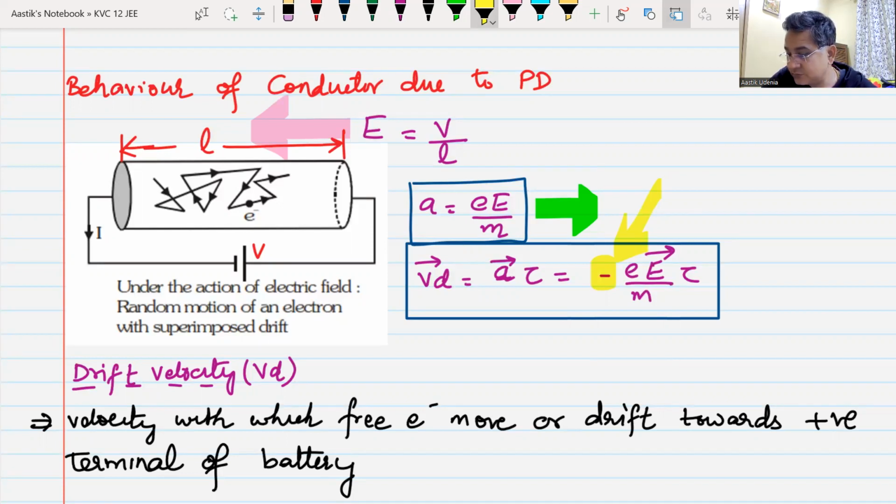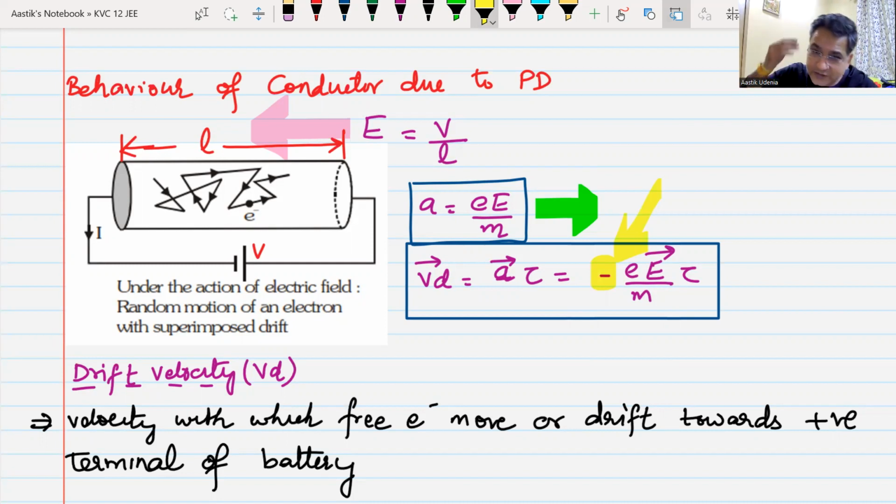Going opposite to the electric field. It is going opposite to the electric field, sir. That is absolutely correct. Do we understand this? Okay, so this is your new friend. And what is the name of this new friend? Drift velocity. And because of this drift velocity, we say that the current is flowing in a conductor.